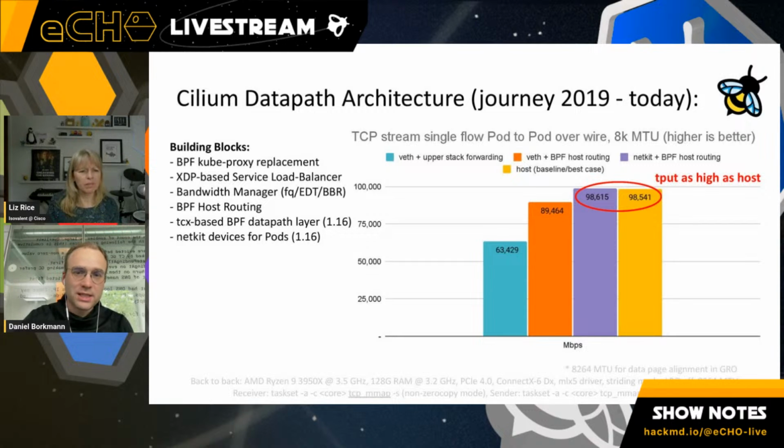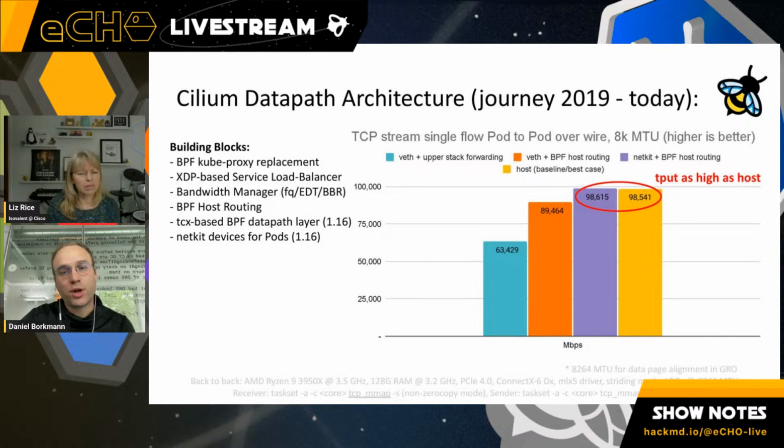So there are some details here in terms of why this is breaking the back pressure. If we use this so-called BPF host routing, with the helpers that I mentioned earlier, redirect peer and redirect neighbor, where you avoid going through the upper stack but still have weave devices, you get to 89 gigabit per second.